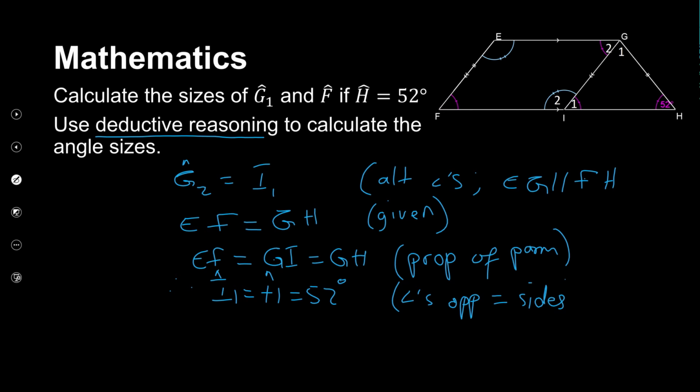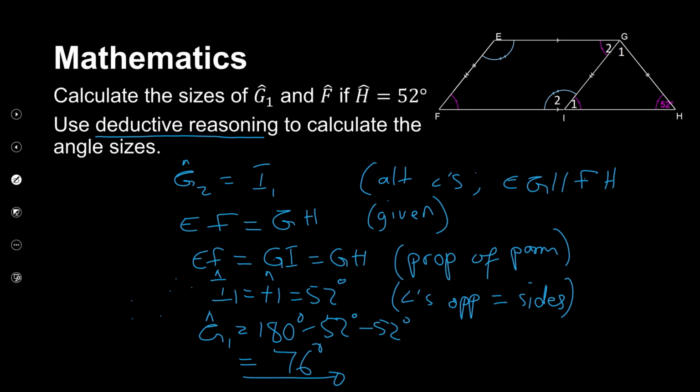Then lastly, I will say, I know that G1 will be equal to 180 degrees minus 52 degrees minus 52 degrees, and this will be sum of angles in a triangle, and then you find what that value is. So if you minus 52, this will be 128. You minus 52 again, it will be 76, so this will be 76 degrees. And that will be G1. So I have found that.